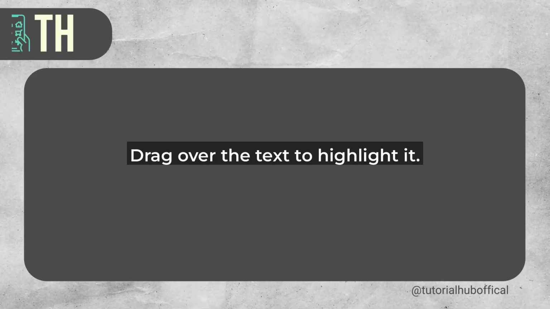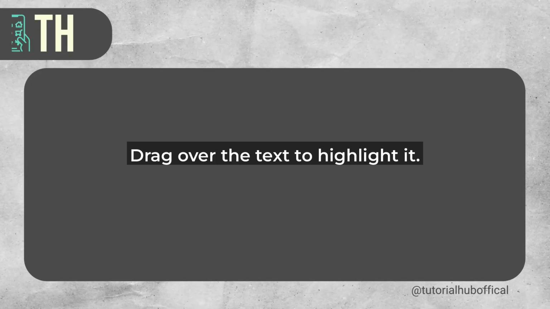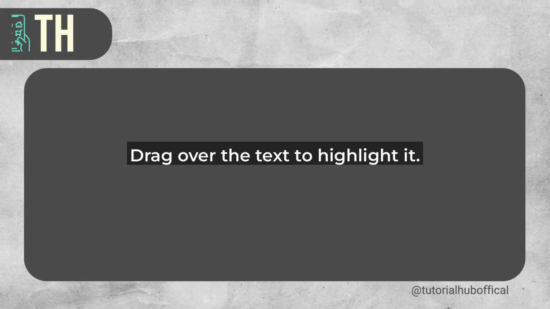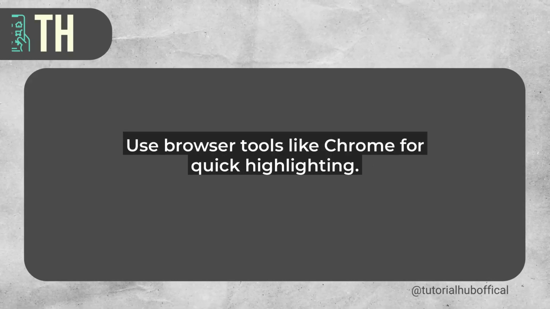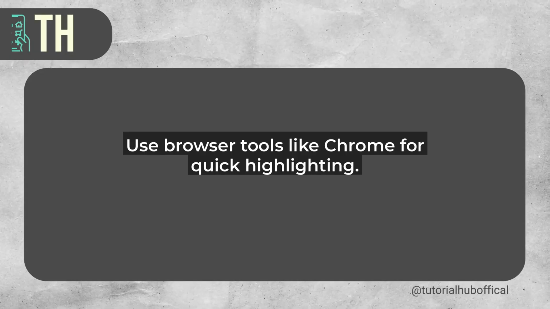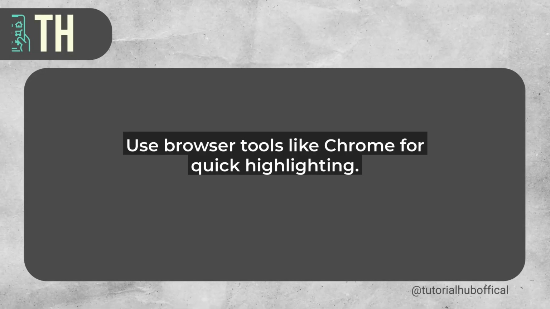Super straightforward, right? If you're not a fan of Adobe, don't worry, there are other options. For instance, if you're using Google Chrome or Microsoft Edge, just open the PDF in your browser. Right-click on the text, select highlight, and choose a color. It's that simple. For mobile users, apps like Adobe Acrobat or even the built-in PDF viewer on your iPhone or Android can do the trick. Tap the markup tool, pick a highlighter, and swipe over your text.